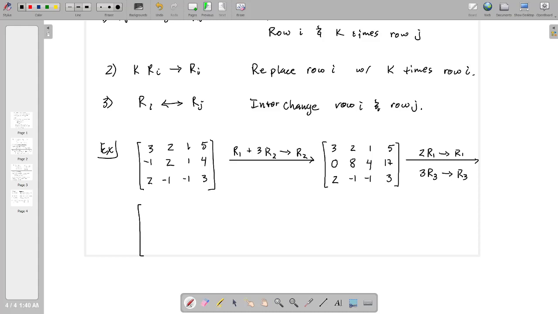I'm going to write my matrix down here. So here, I'm not touching row 2. Row 2 stays the same. So I'm going to rewrite row 2 first. 0, 8, 4, 17.